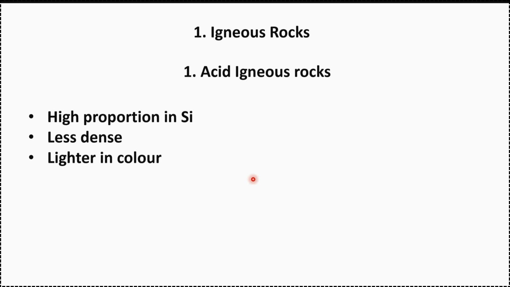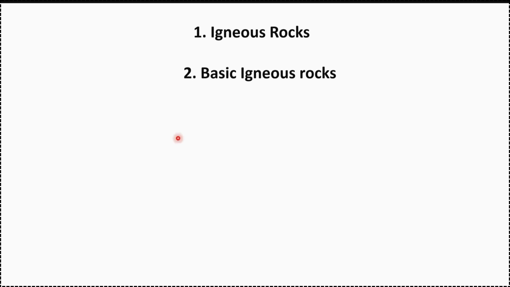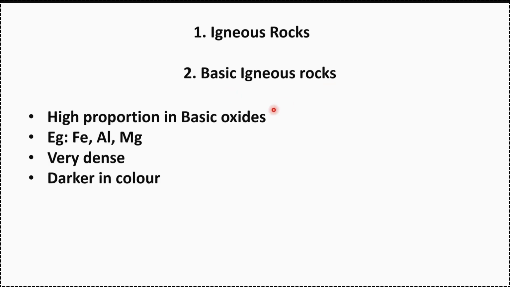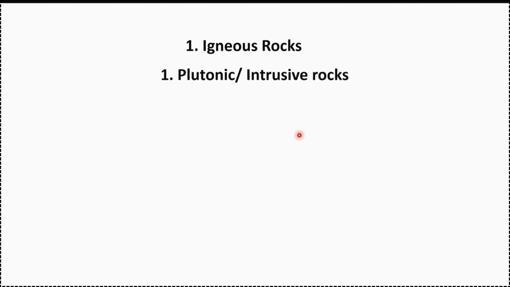Acid igneous rocks contain a higher proportion of silica. An example is granite, which is less dense in nature and lighter in color. On the other hand, we have basic igneous rocks, which contain a high proportion of basic oxides, examples being iron, aluminum, and magnesium. Hence they are very dense and dark in color. Further classification of igneous rocks based on their origin includes plutonic or intrusive rocks, and volcanic or extrusive rocks.